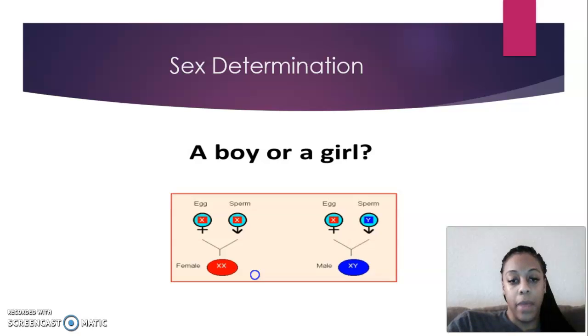So here's a depiction of the chromosomes we talked about. If we look here for a female, we can see an XX pair, which gives us a female, and then we have XY, which gives us a male.